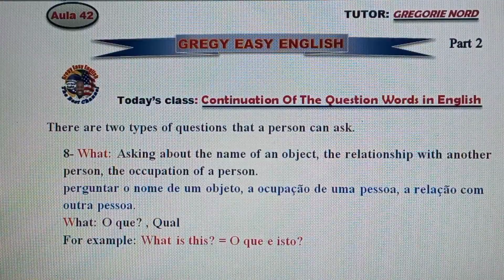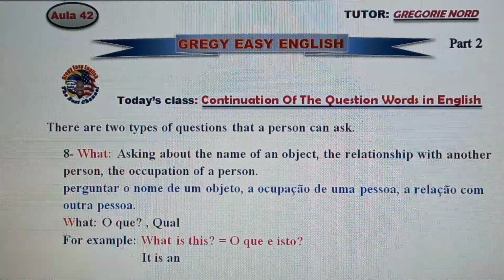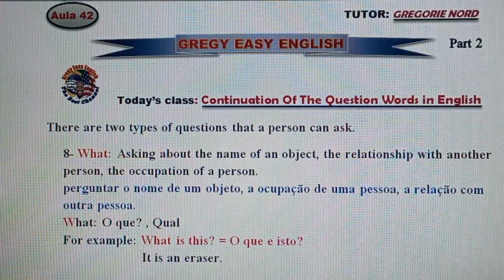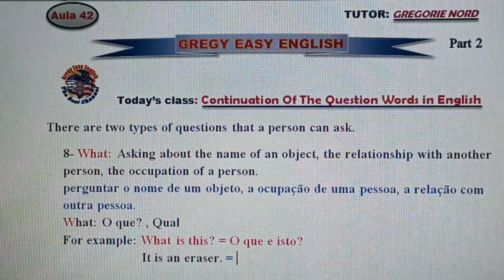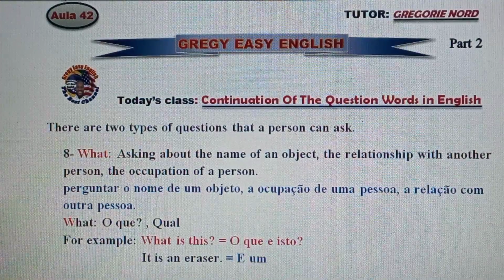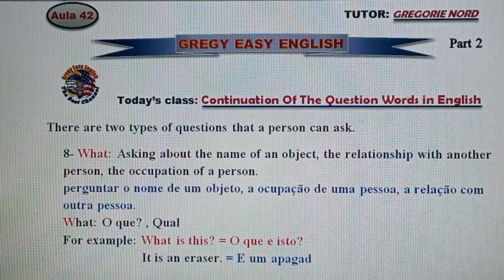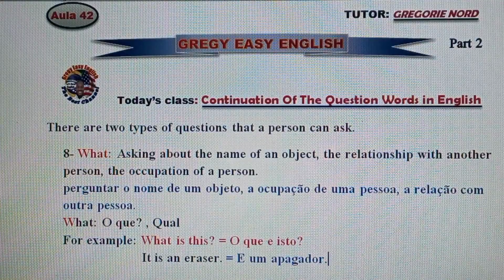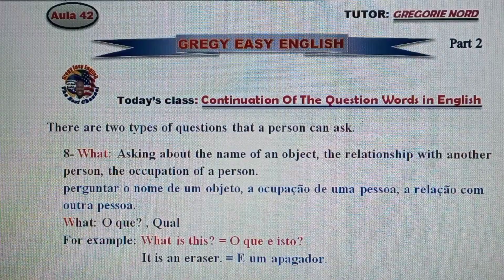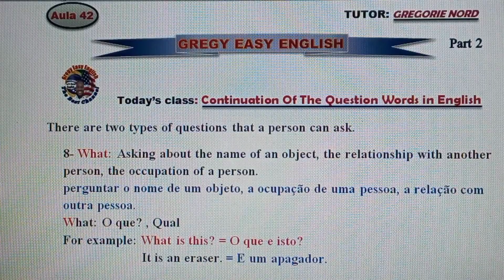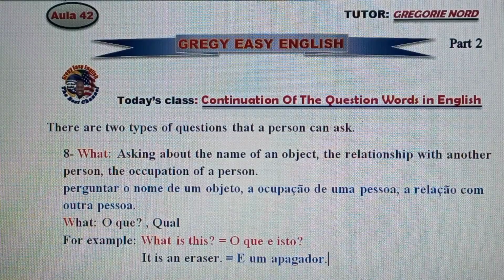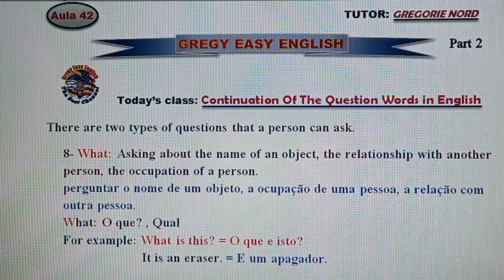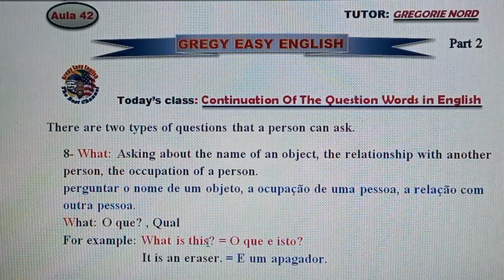What is this? Let's say it is an eraser. It is an eraser, em português, significa é um apagador. Esta pergunta tem a ver com o nome de um objeto. Apagador é o objeto. What is this? O que é isto? It is an eraser. É um apagador.